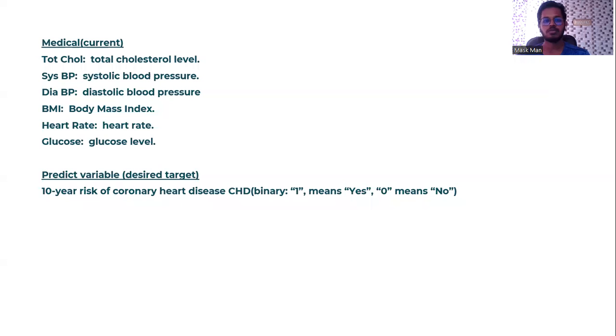Total cholesterol means the total cholesterol level, sys BP means systolic blood pressure, and dia BP means diastolic blood pressure. BMI is body mass index, heart rate is heart rate, and glucose is glucose level. Here the predicted variable is the 10-year risk of coronary heart disease. It contains only two values, 1 and 0. 1 means the patient has a risk of the disease, and 0 means the patient doesn't have a risk of disease.